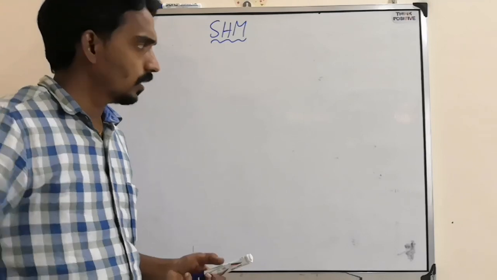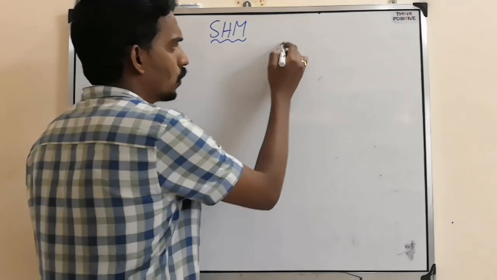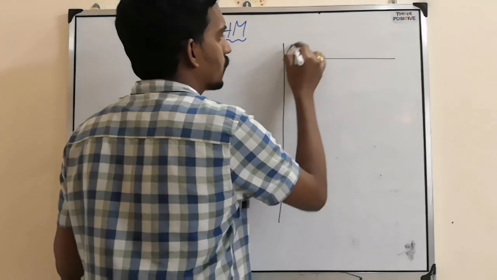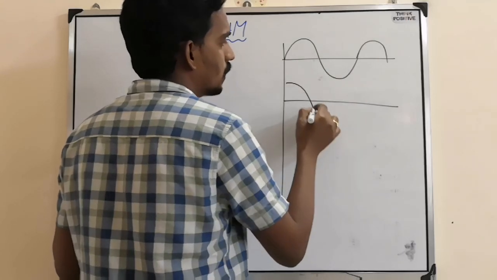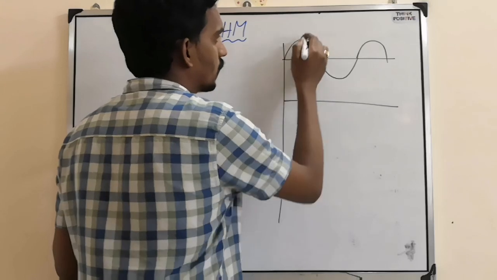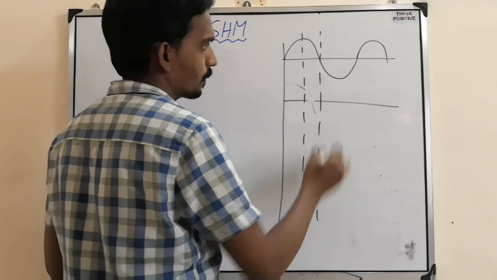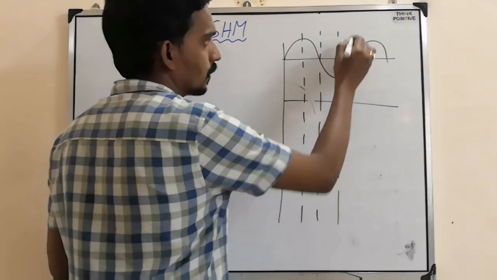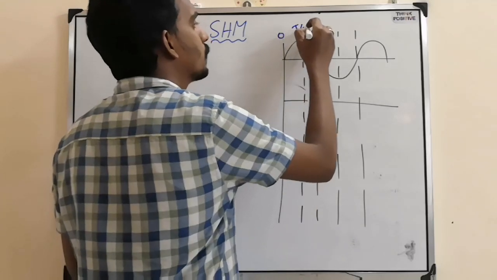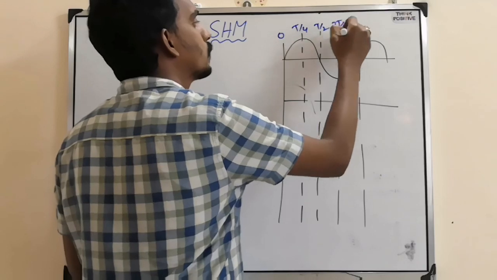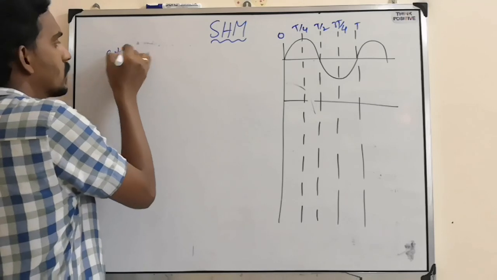The next one is based on the graphs. As I have shown, see here, this is the displacement graph like this. Let's take one oscillation. This is 0 time, this is T by 4, this is T by 2, this is 3T by 4, this is T. Now what is the corresponding phase? Omega t is the phase.